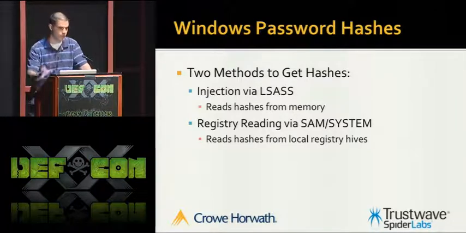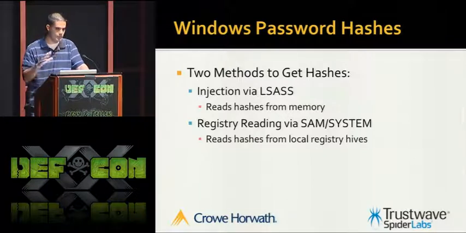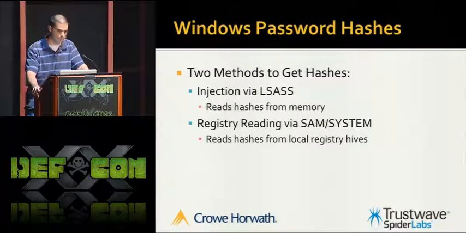And what this is doing, it's going into the SAM hive, parsing out the hash data, feeding that to some crypto algorithms, and then that's what creates what we all know as LM and NTLM hashes. So there's a couple benefits and disadvantages to these ways.